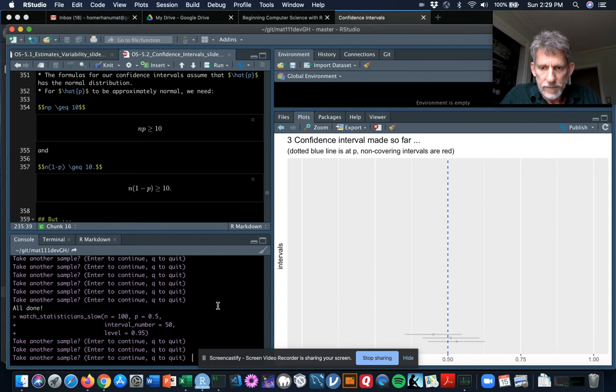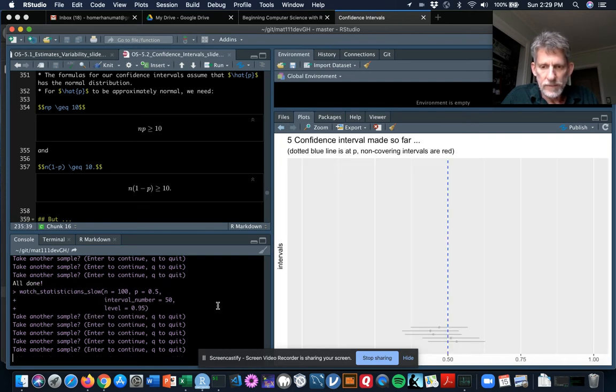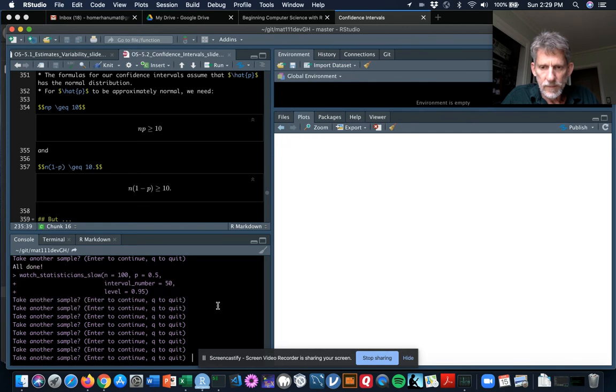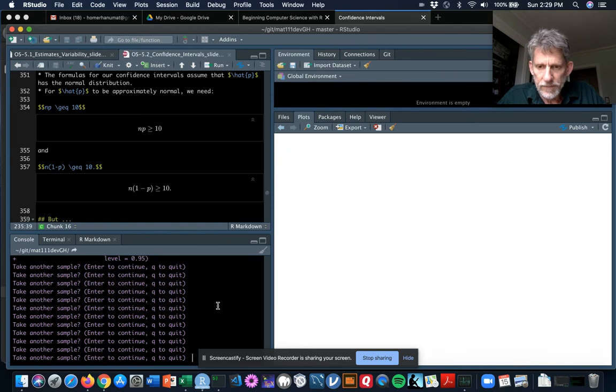Let's go again. And again. Each time, these statisticians are sampling 100 people out of the population and making a 95% confidence interval. Because their samples are all different, their intervals are all different. But so far, all those intervals have contained the real population proportion. Let's keep going. I've made quite a few intervals so far. All of them have contained p.